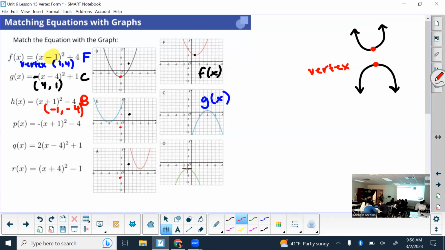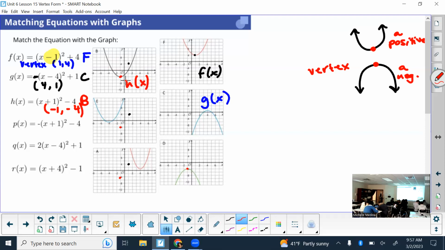B, because it opens upward. When my A is positive, it opens upward. When A is negative, it opens downward. So yes, that is B. That's how you can narrow it down.